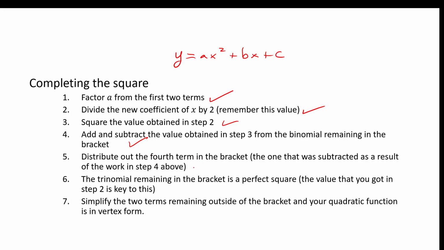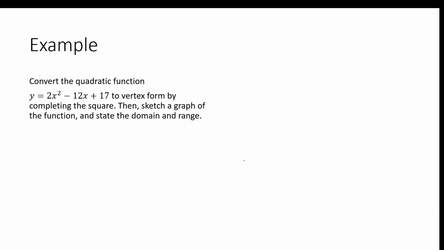We'll then have usually 4 terms in the bracket, and what we then do is we distribute out the fourth term, the one being subtracted, and the trinomial that's likely remaining is a perfect square, and we can then simplify the 2 terms remaining on the outside of the bracket, and we have a quadratic in vertex form. So let's show this. y equals 2x squared minus 12x plus 17. We want to convert this to vertex form by completing the square.